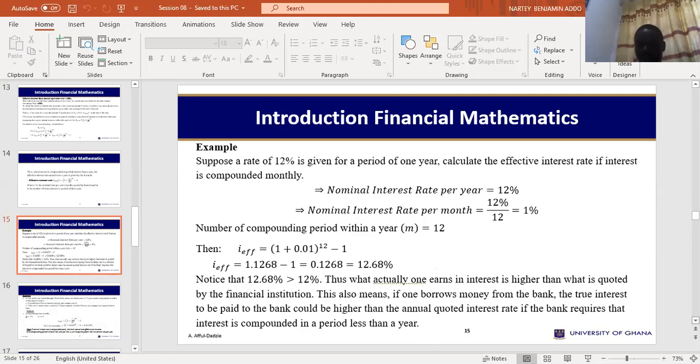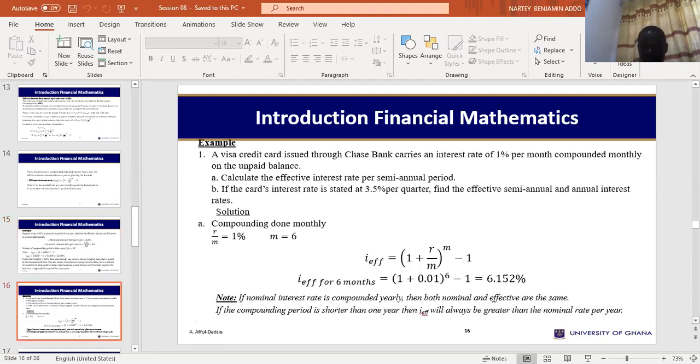The nominal rate is 12%, and then it's computed every month. So because we have 12 months in the year, your M is 12. So that'll be 12% over 12, and that'll be 1%. What it means is that we are using 1% every month. So the rate will be 1 plus 0.01 raised to 12, minus 1. That will be 12.68%. So if you don't want to calculate it every month and you want to calculate it annually, then it's 12.68%.